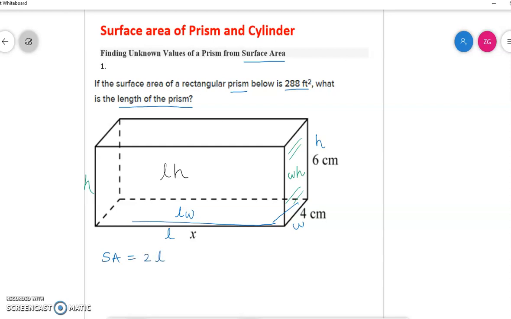So the formula for surface area of a prism is 2 times length into width, the base and the top, plus 2 times width and height, the right and left faces, plus 2 times length into height, the front and the back faces. We can even factorize this: surface area is 2 times the bracket of length into width, plus width into height, plus length into height.